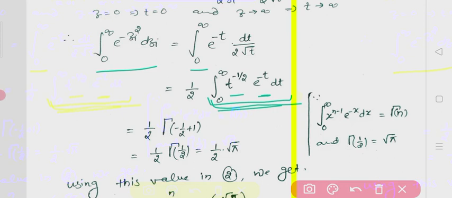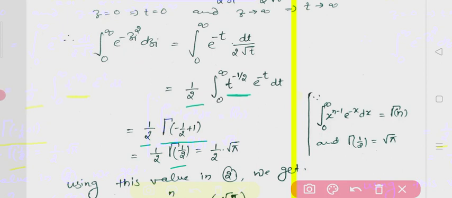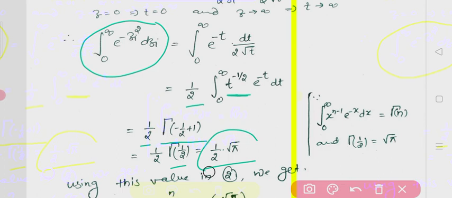As you remember, 0 to infinity x raised to power n minus 1 into e raised to power minus x dx will be equal to gamma of n. To the power of x we add one, okay? So it will be gamma n. Here also you can see t raised to power minus 1 by 2 into e raised to power minus t, 0 to infinity. So to the power of t we add 1, right? Gamma of that one. So 1 by 2 is there, gamma of minus 1 by 2 plus 1, and that will be gamma of 1 by 2, and you know that gamma of 1 by 2 will be root pi. So we get 1 by 2 of root pi, that means root pi by 2. So the value of this integral is root pi by 2.